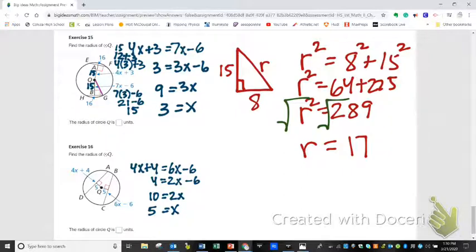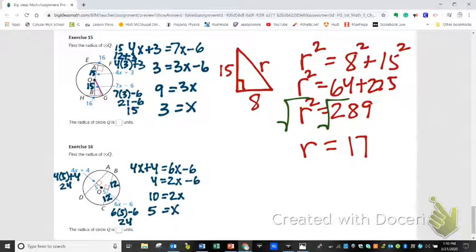This will allow me to now calculate the length of each chord. So this will be 4 times 5 plus 4, which is 24. And this will be 6 times 5, which is 30, minus 6, which is 24. So both chords are the same length because they're the same distance from the circle. The chords are also divided evenly. So the 24 is broken up into 12 and 12.